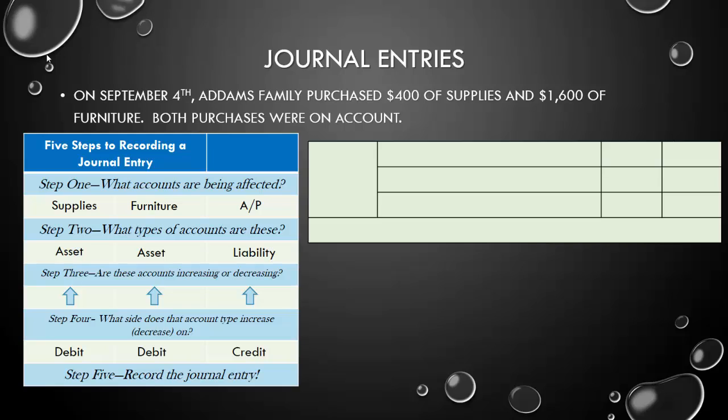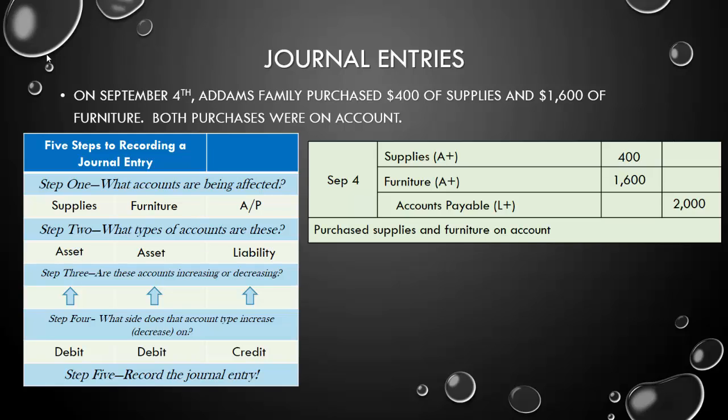So our journal entry is going to have 2 debits to the 2 assets we're acquiring and 1 credit to the liability accounts payable that's increasing. So on September 4th, we debit supplies for $400, we debit furniture for $1,600, and we credit accounts payable for the total amount that we owe, which is $2,000. We purchase supplies and furniture on account.